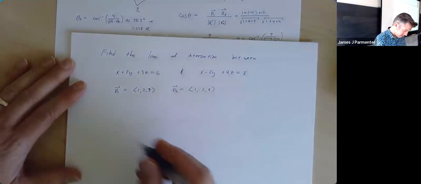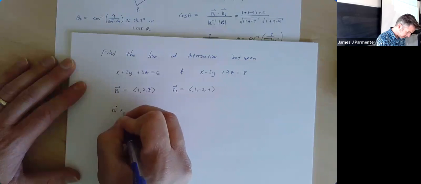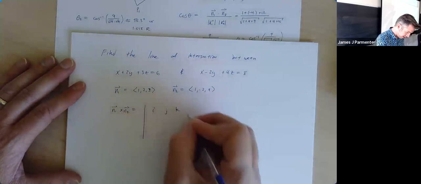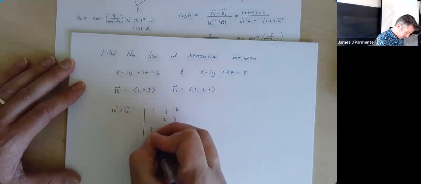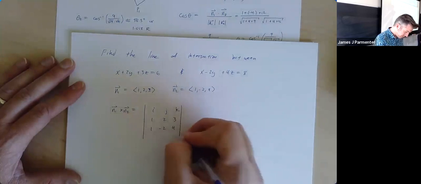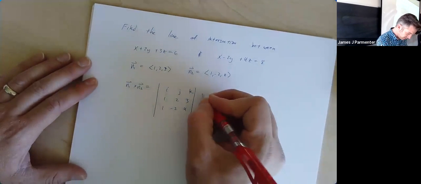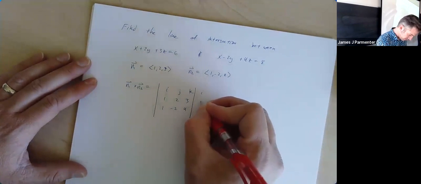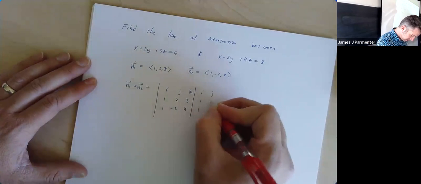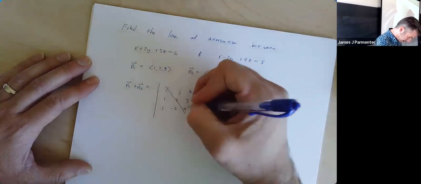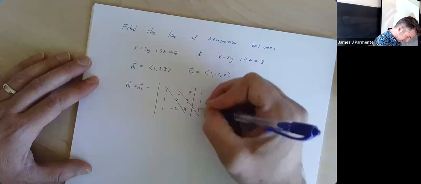So n1 cross n2 is going to be, all right, usual thing, i j k, 1, 2, 3, 1, -2, 4. Just to switch it up, let's do it the other way, just for people who are fans of doing it the other way. You can do the thing where you do the i1, 1, j2, -2. So then we're going to get this is equal to that multiplied, that multiplied, that multiplied.